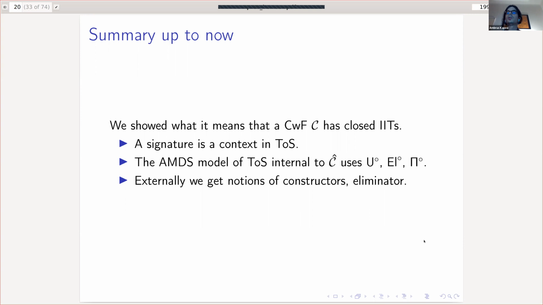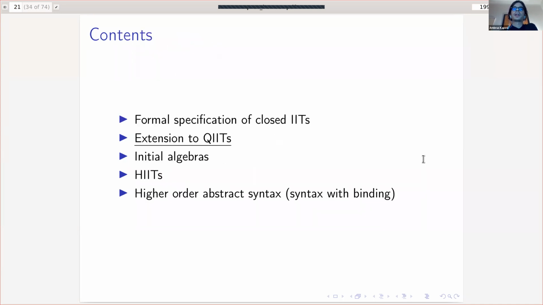And it will look exactly the same once we add more type formers to the theory of signatures. So up to now, I showed what it means that a C has closed IITs. So the main points were that the signature is a context in this theory of signatures. Then we have this AMDS model, which is an internal model of the theory of signatures, for any category C, internally to C hat, so presheaves over C. And these use these extra type formers, which we get in 2-level type theory, or which we get in any presheaf model. And then externally we get the proper notions of constructors and eliminators.